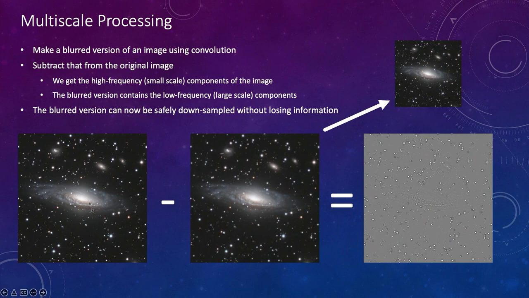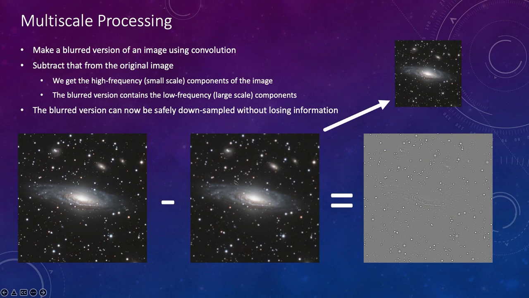If I start with my original image down here, and I apply a convolution kernel, and I make a blurred version of it, and then I subtract that from the original image, then I get this result. And as you might expect, a blurring convolution is what we would think of as a low-pass filter. It's going to pass the lower spatial frequencies, or the coarser variations in an image, and reject the higher frequency, the small scale variations. So if I subtract that from the original, then I'm going to get this high-pass version. I'm going to get all those details in that result.